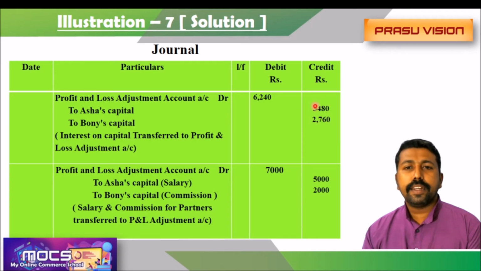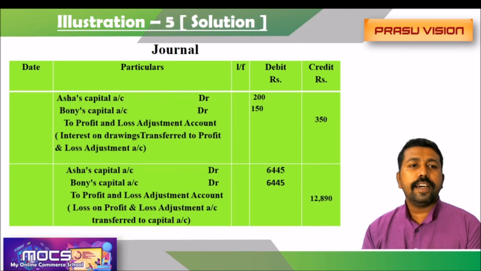Asha's interest on capital 3,480, Boni's interest on capital 2,760. Like the same entry for Asha's salary, Boni's commission. You can write it separately. Profit and loss adjustment account to Asha's capital, amount 5,000. Profit and loss adjustment account to Boni's capital for the commission, 2,000.